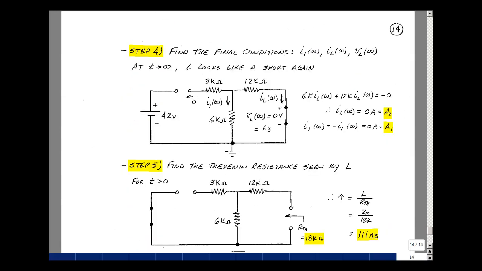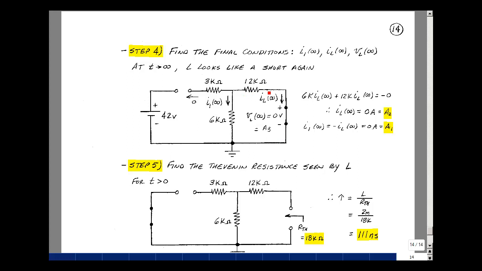Our next step is to find the final conditions of I1, I sub L, and V sub L as t approaches infinity. When an inductor is in a DC circuit for a long time, it looks like a short circuit. Short this, and the voltage across the inductor then would be equal to 0. That's going to be equal to A3 plus B3 times e to the minus infinity, or just A3.